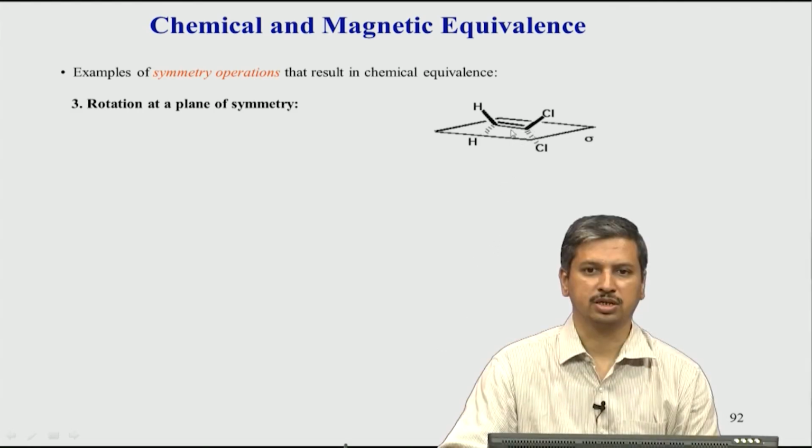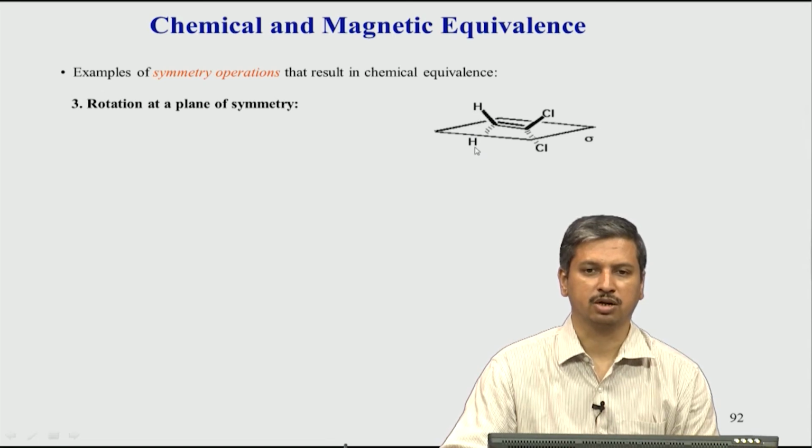We will look at more examples of this, and let us look at this particular structure. You can see there is a double bond here and there is a plane of symmetry, which means this is a mirror image of this. If you imagine this plane as a mirror, it reflects this hydrogen, and therefore these two are mirror images. If I turn the molecule around this axis by 180 degrees, these two hydrogens will interconvert.